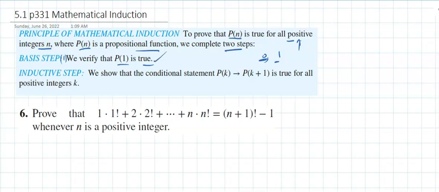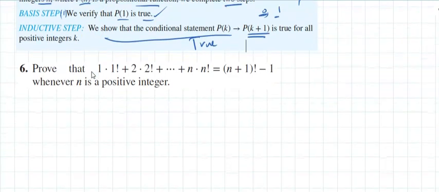Then we show the conditional, so we assume that this is true. You suppose that the statement is true for some k. And what you want to show is that, replacing k by k plus 1, this would be true for all positive integers k. And that's pretty much the proof.